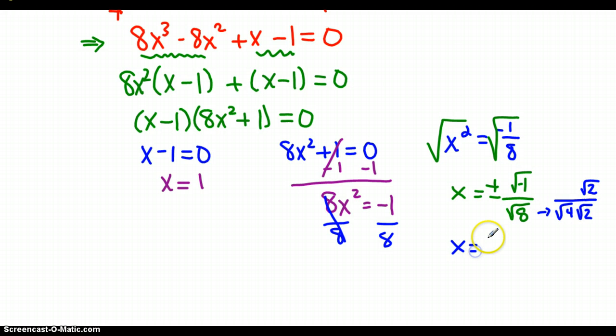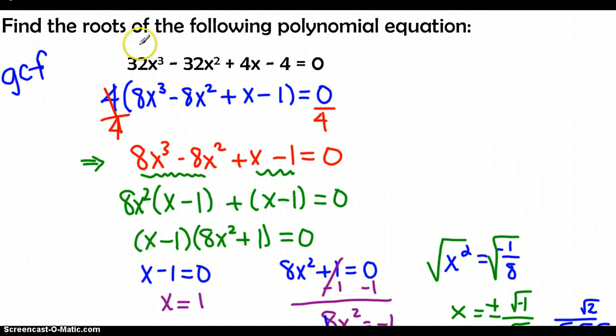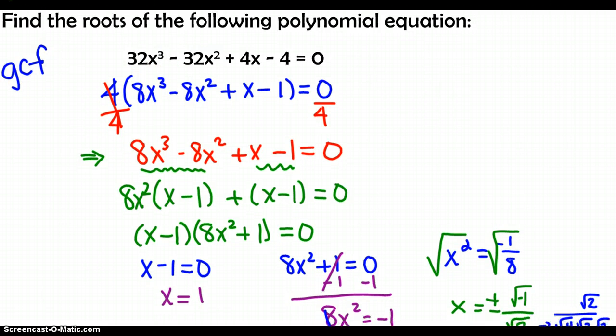So I've got x equals positive and minus the square root of negative 1, that's i, times the square root of 2, over the square root of 4, which was 2. We multiplied the denominator and the numerator by the square root of 2, so times 2, and our denominator is 4. So our roots, our solutions, are the real 1 and 2 complex, positive and negative i times the square root of 2 over 4. And double checking our polynomial equation that we started with, it has a degree 3, and that's what we found, the 3 roots that are associated with that.